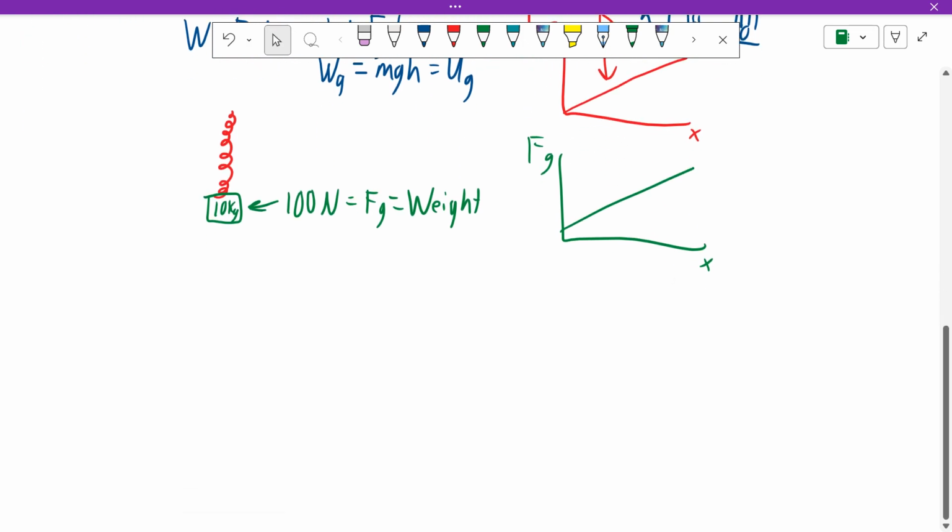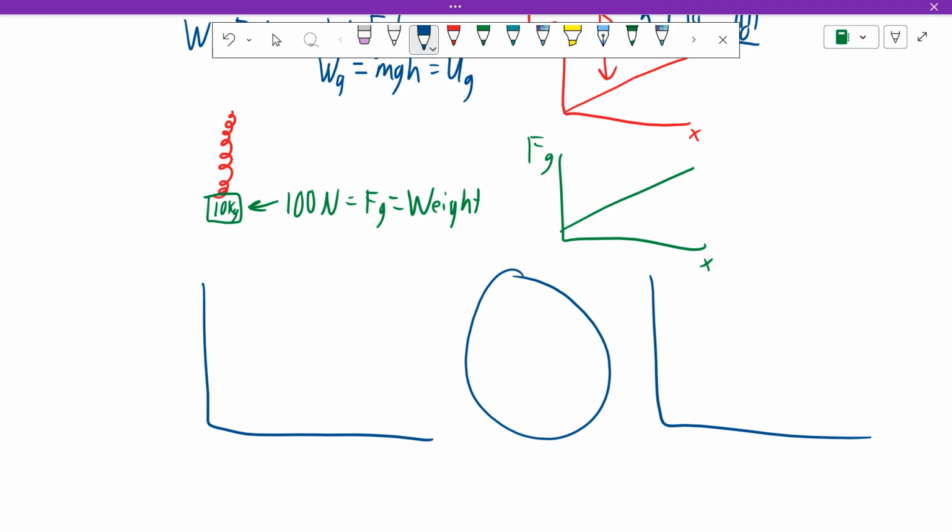Moving on. Let's talk about conservation of energy. This is where most of this class has culminated. There's a couple ways to think of it. We could think of a ball being dropped towards the ground. And so I'm going to make this LOL diagram. Why is it called LOL? Well, it looks like LOL.